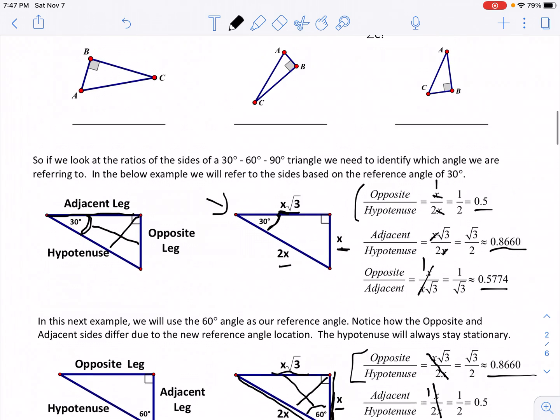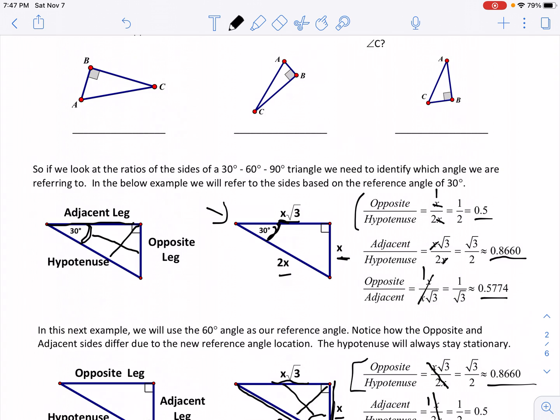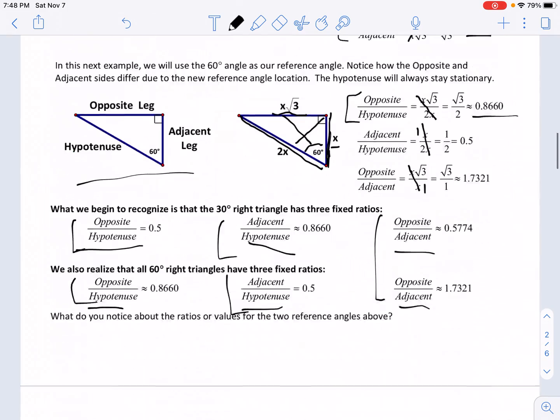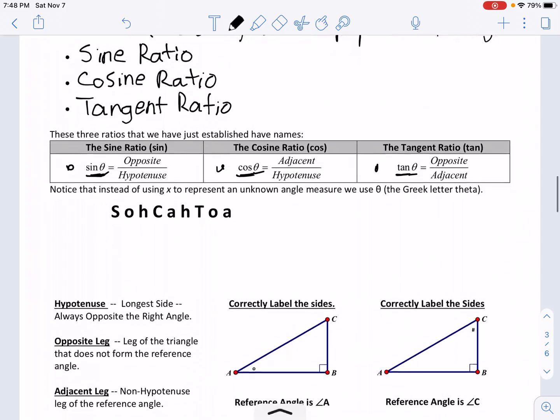Well, that's basically what we talked about up here. When I use 30 degrees as my reference angle, you could think of that as theta, whatever angle we're talking about. These are the ratios that I have. Based on what we just talked about, this would be our sine, this would be cosine, and this would be tangent. So the sine ratio is opposite over hypotenuse, the cosine ratio is adjacent over hypotenuse, and the tangent is opposite over adjacent. And it's based on the reference angle that we're talking about. That's why it's important to know the reference angle so that we know which ratios to use here.